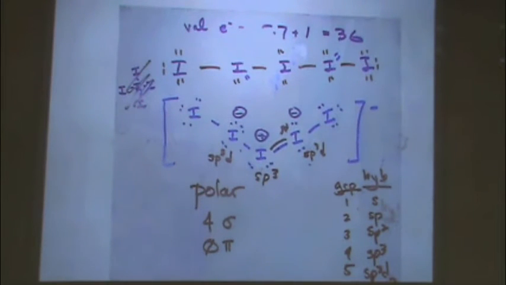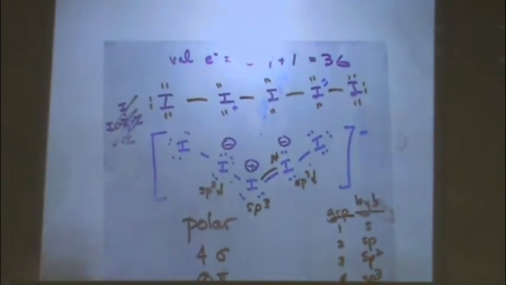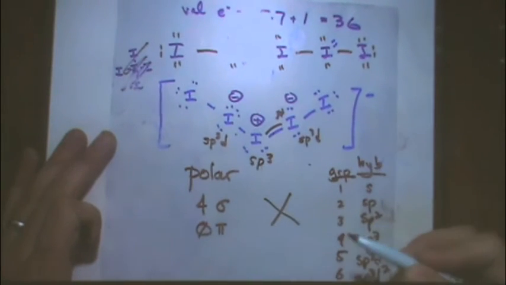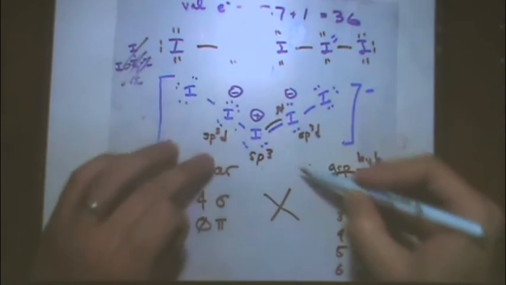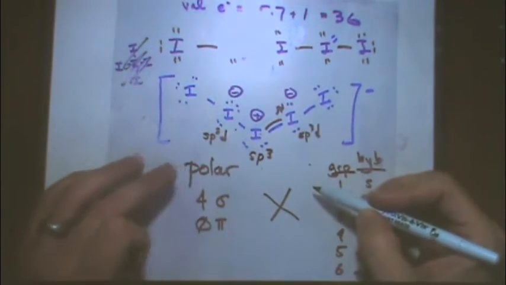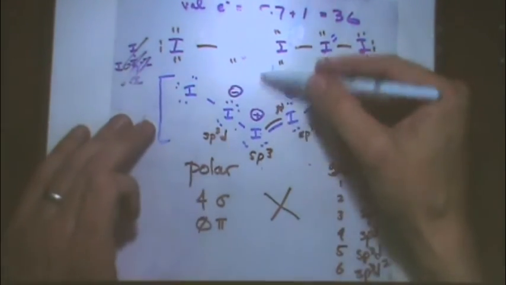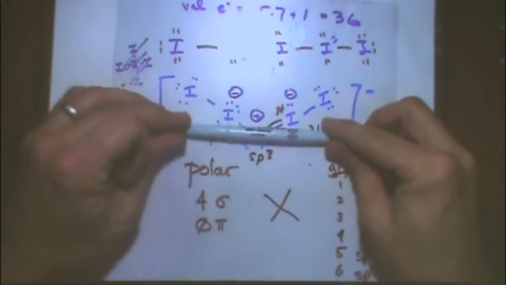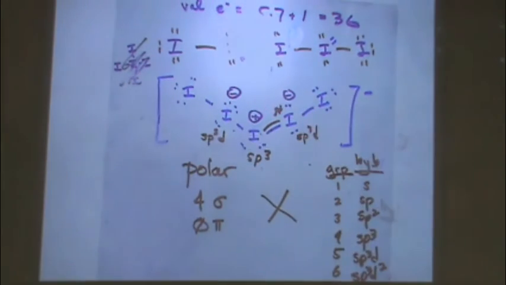Why is it polar? It's polar because it's asymmetric. A symmetric shape would look like an X, where there'd be iodines down here. Yeah, but this is a V. It has one line of symmetry, but not this line of symmetry. That's a problem.